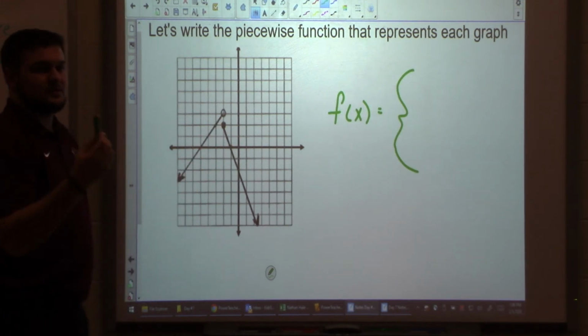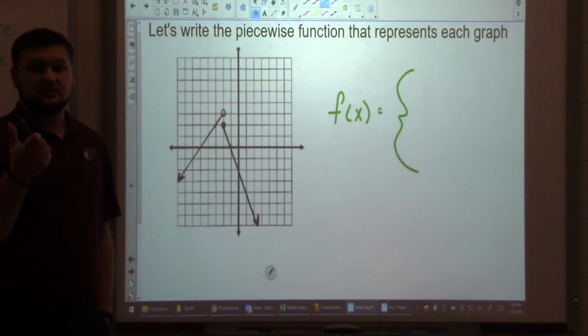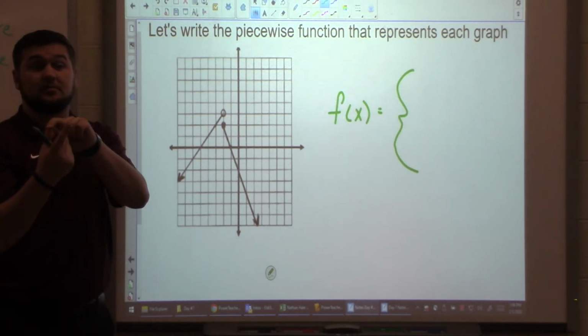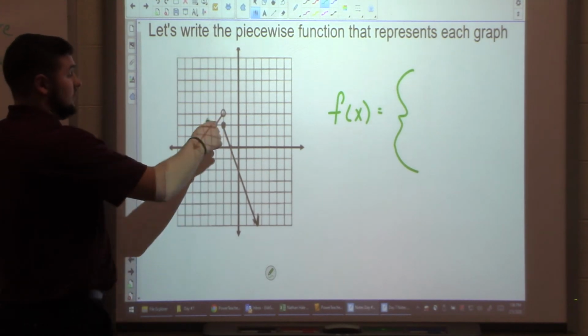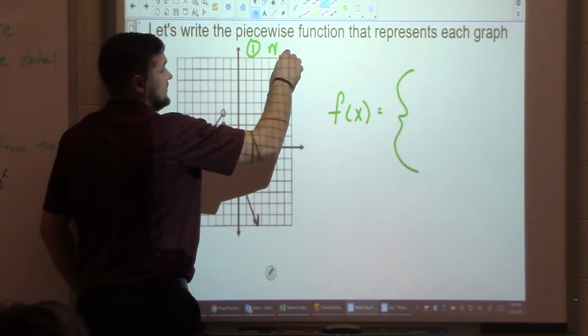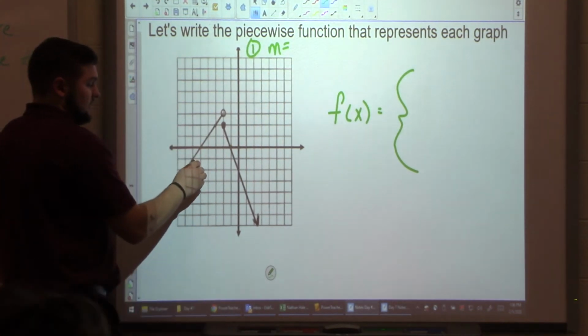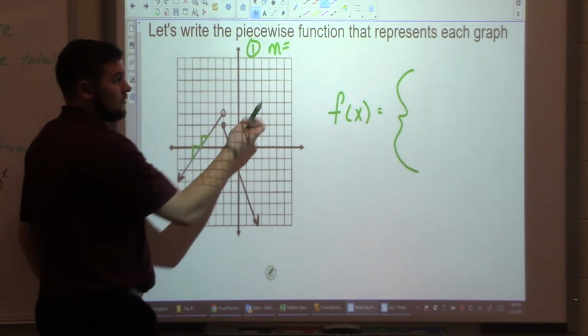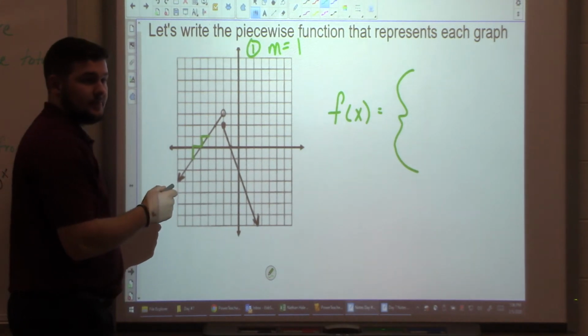what do I need to write an equation? I need a point, I need slope, and I need either a y-intercept or a point. I'm going to go with point and slope. So the first one, I'm looking at the one on the left. What is my slope? I go up 1, over 1. Up 1, over 1. So 1 over 1, or just 1, right?